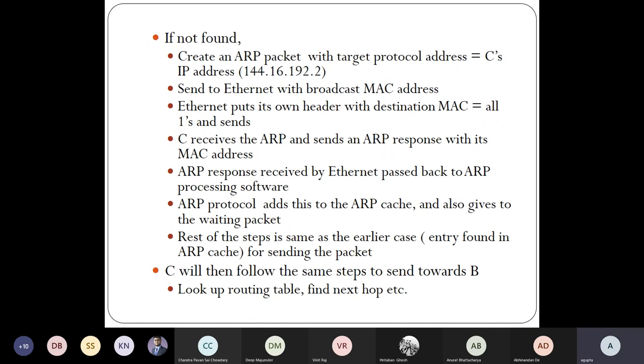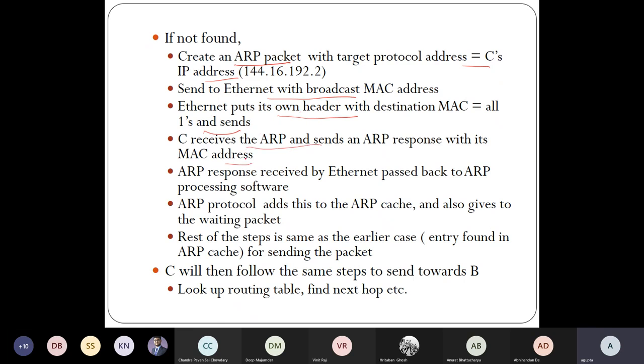Then it looks at the destination address. It finds it's not its own, so again it looks at its routing table entry. The same process will repeat for the next hop. If it is not found in the ARP cache, you create an ARP packet, as I said, with target protocol address as C's IP address, and send it to Ethernet with the broadcast MAC. As I said, ask everybody: this is the IP whose MAC I'm looking for, do you have it? Ethernet puts its own header with destination MAC equal to all ones, so that's the broadcast MAC.